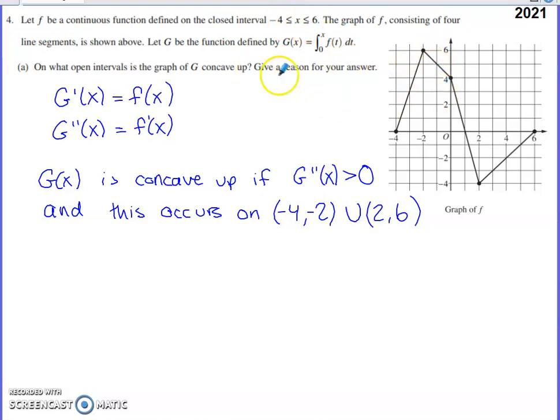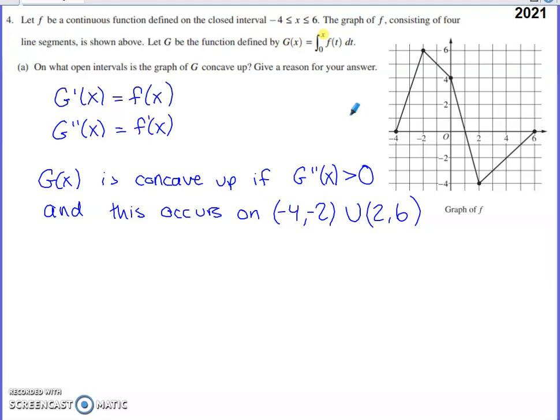And then they define this function g, and g is dependent on f, but you notice g is defined as a definite integral, and the input variable to g is that upper limit of integration, the x. So question A here is a question about g, and they ask us on what open intervals is the graph of g concave up.